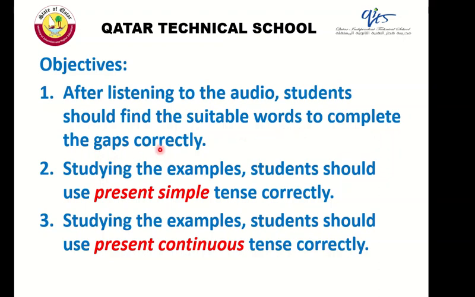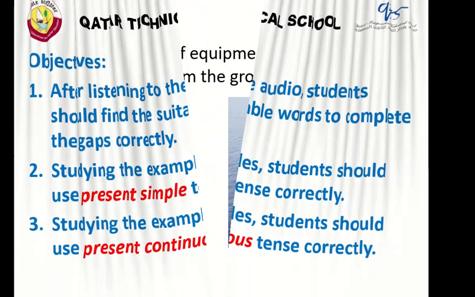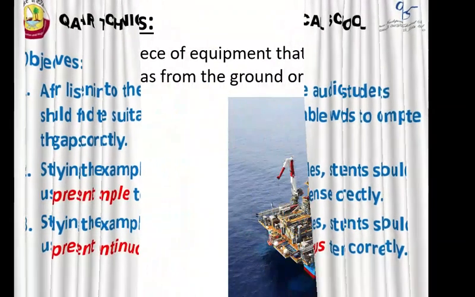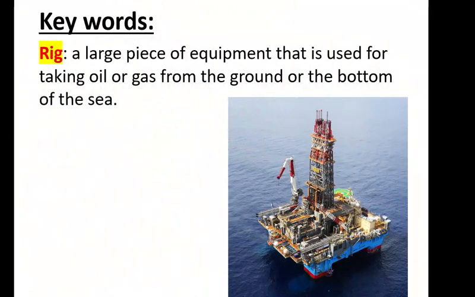There is an exercise. You need to listen to the audio to fill in the missing words. There are maybe 9 missing words. You need to write them in your book. Number 2 and 3 are grammar. Studying the examples, students should use the present simple tense correctly. And number 3, studying the examples, students should use the present continuous tense correctly, or present progressive, you can say.